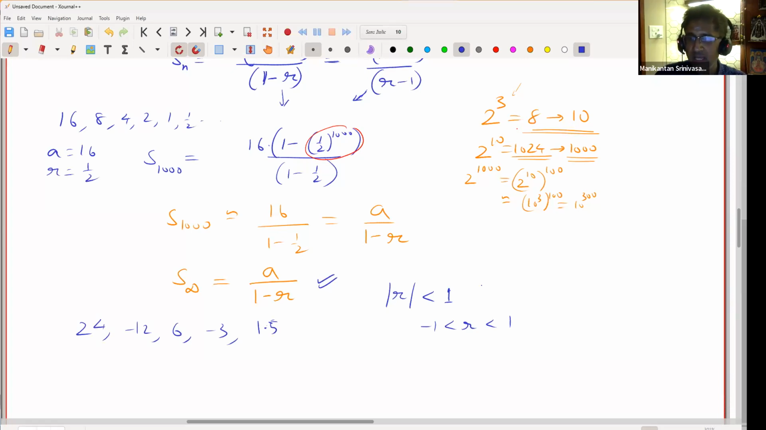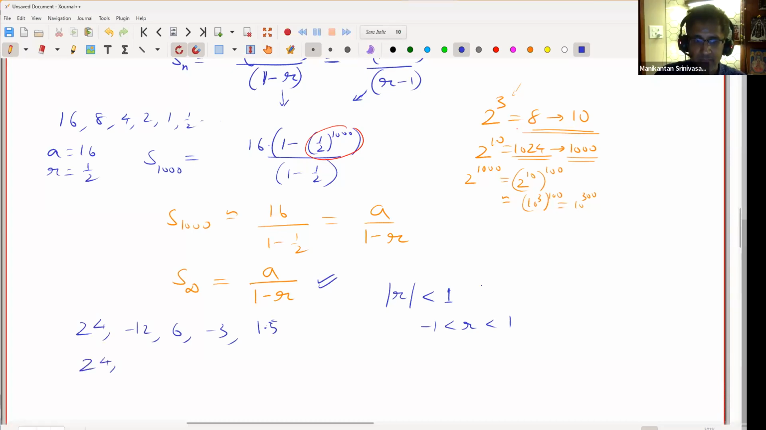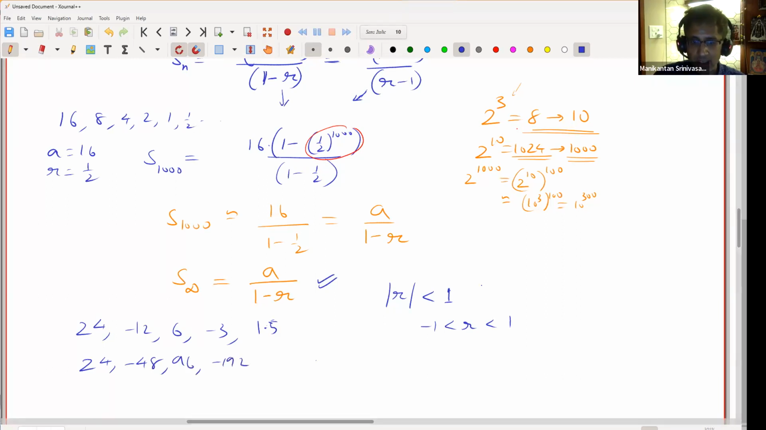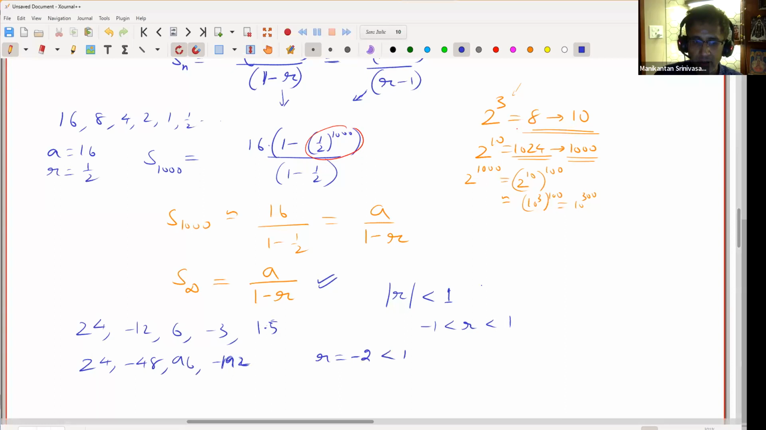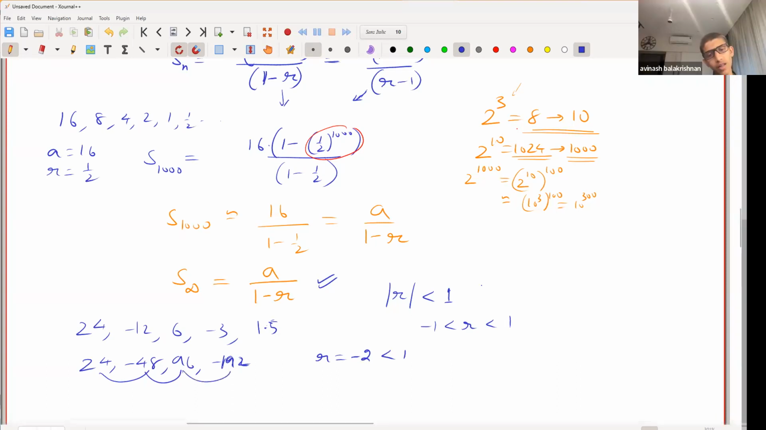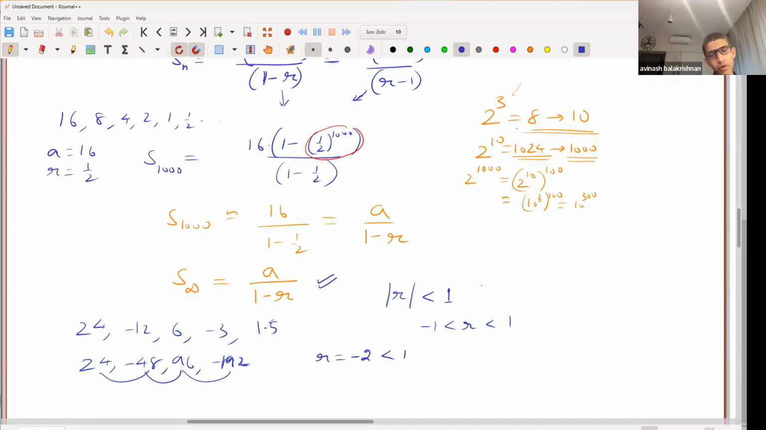But if R is numerically bigger than 1, for example, suppose I have 24, minus 48, 96, minus 192. Here R is -2. We cannot say -2 is less than 1, so I can't apply the sum till infinity. The sum till infinity will not even exist because it'll blow up. 24 minus 48 will be a negative number, plus 96 will be a positive number. In this kind of thing, you can never find the sum. Exactly, because it goes till infinity. Correct: when R is numerically more than 1, be it positive or negative, you cannot find the sum till infinity.